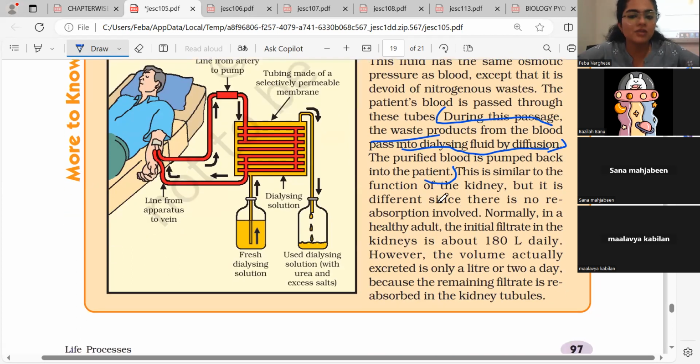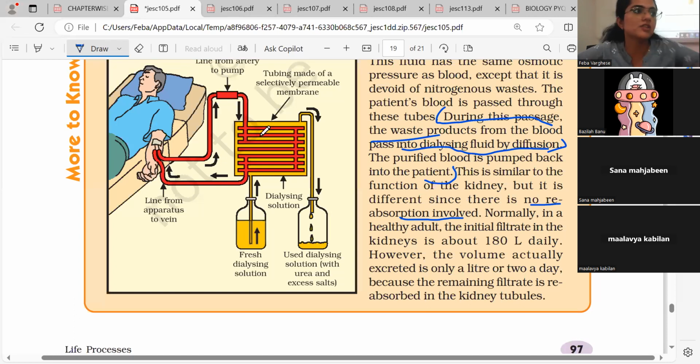Now it's somewhat similar to the function of the kidney, but there's only one difference, that is no reabsorption of materials is happening over here. What substances are reabsorbed? Glucose gets reabsorbed back into our body, water gets reabsorbed, essential salts get reabsorbed if it's naturally occurring in the kidney.